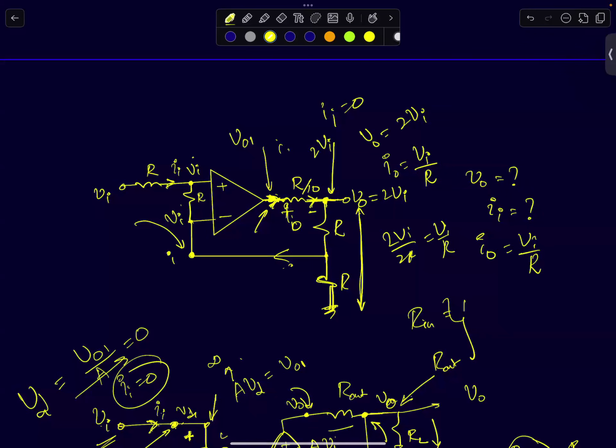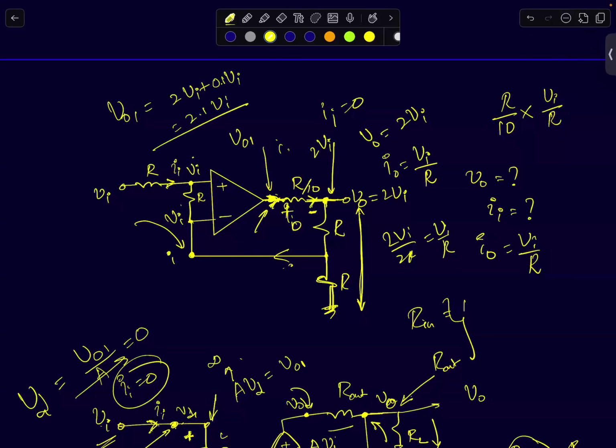It should be 2 Vi plus the voltage drop across the resistor. And what is the voltage drop across the resistor? So it's R by 10 is the resistance value, and the current flowing through the resistor is Vi by R. So it will be Vi by 10. So if this node voltage is at 2 Vi, VO1 is going to be 2 Vi plus 0.1 Vi. So that will be 2.1 Vi.